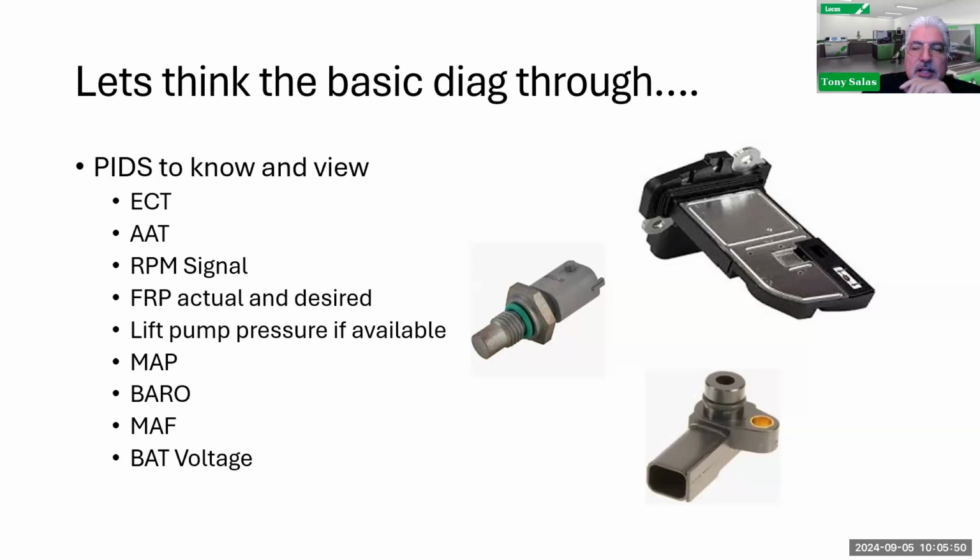So we want to see a steady RPM signal, but we may have to use a scope just to verify if we are aligned with the camshaft. So that's new stuff that we're doing. Obviously, we talked about fuel rail pressure actual and desired, the lift pump pressure, but then we've got to look at MAP, baro, mass airflow, and battery voltage to see what's coming in. These are basics that I need to see at minimum to actually do a diagnostic, right? So if the lift pump pressure is not available, I'm going to have to go measure it. But yeah, it's something you've got to get out of the way. So definitely want to know those PIDs.